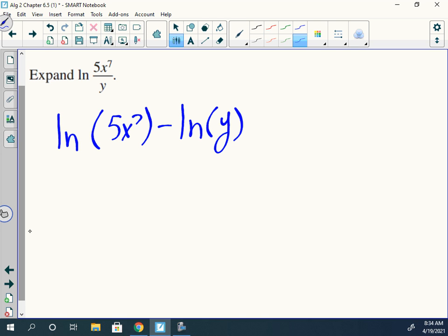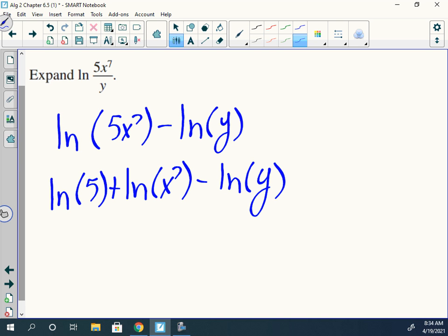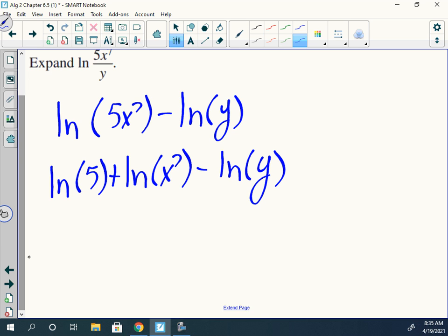So we don't have any more division in any of the sets of parentheses, but we do have multiplication, yes? Because we have the 5 times x to the 7th. Well, any multiplication inside of a logarithm can be rewritten as addition. So we can split up the 5 and x to the 7th, which gives us the natural log of 5 plus the natural log of x to the 7th. And then we still have our subtraction of the natural log of y.